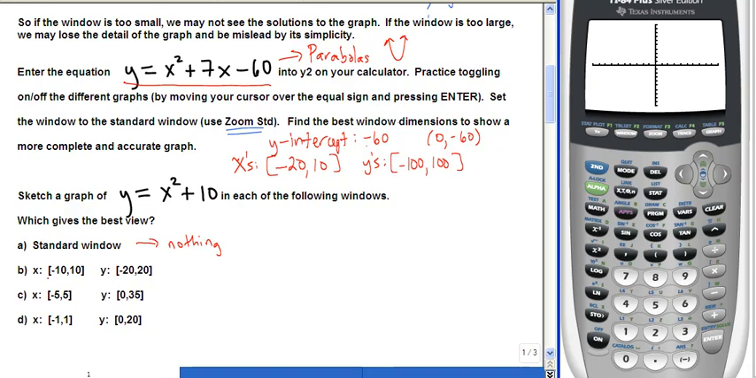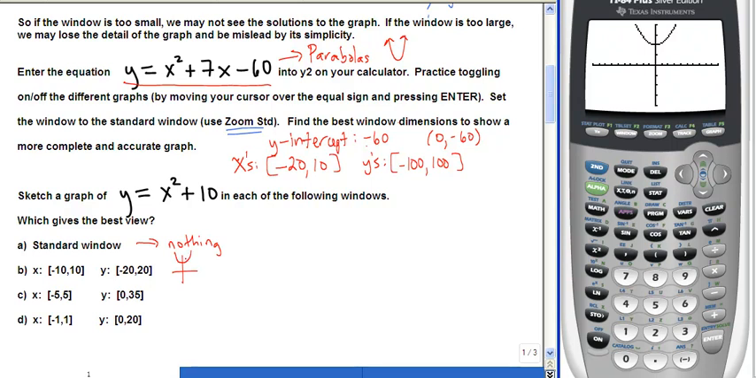So now we're going to change it a little bit. Let's look at option B. I'm going to go to Window, and for my x's, I want them to range between negative 10 and 10, which is already what I have in my standard window. But this time we're going to change the y's to be between negative 20 and 20. If you want to adjust that y scale and boost it up to a 5 or a 10, you certainly could. You don't have to. Let's hit Graph, and now we see a graph that looks sort of like this.